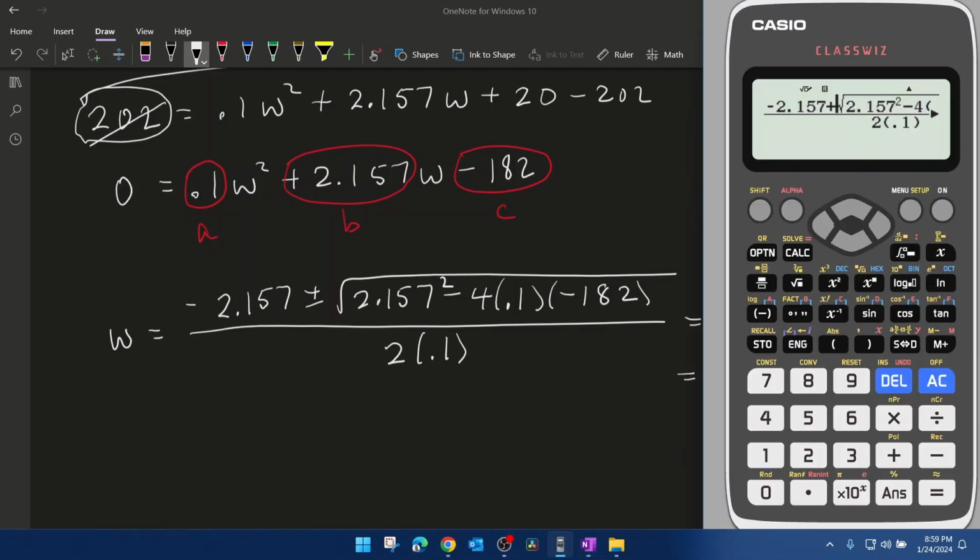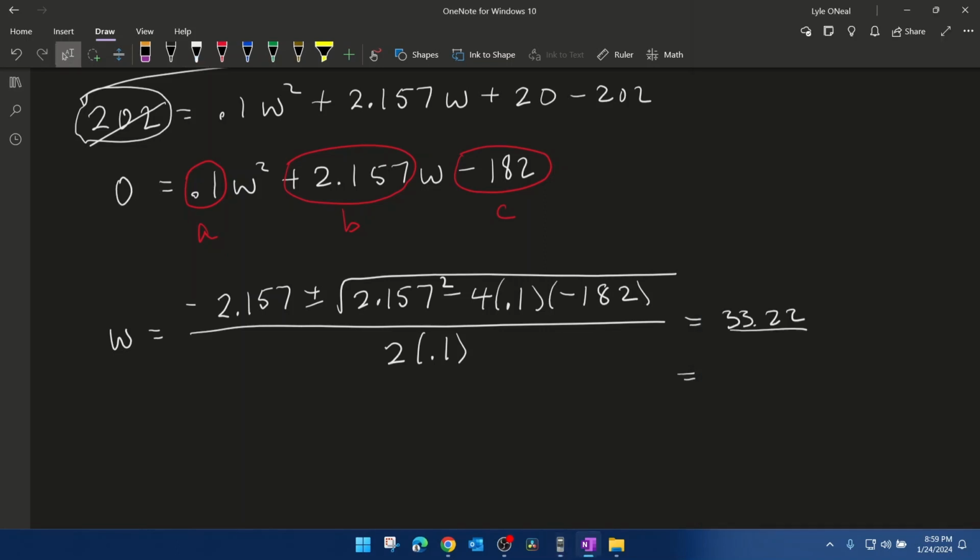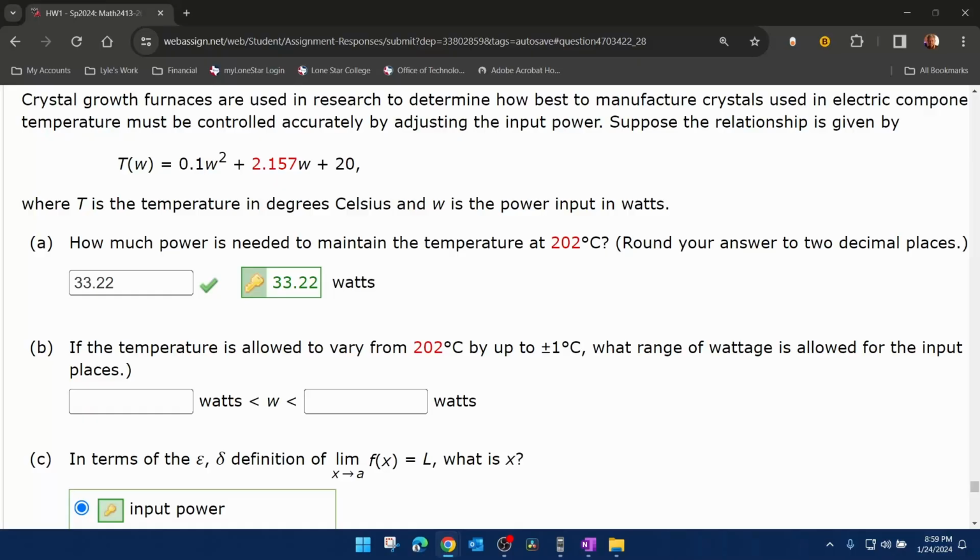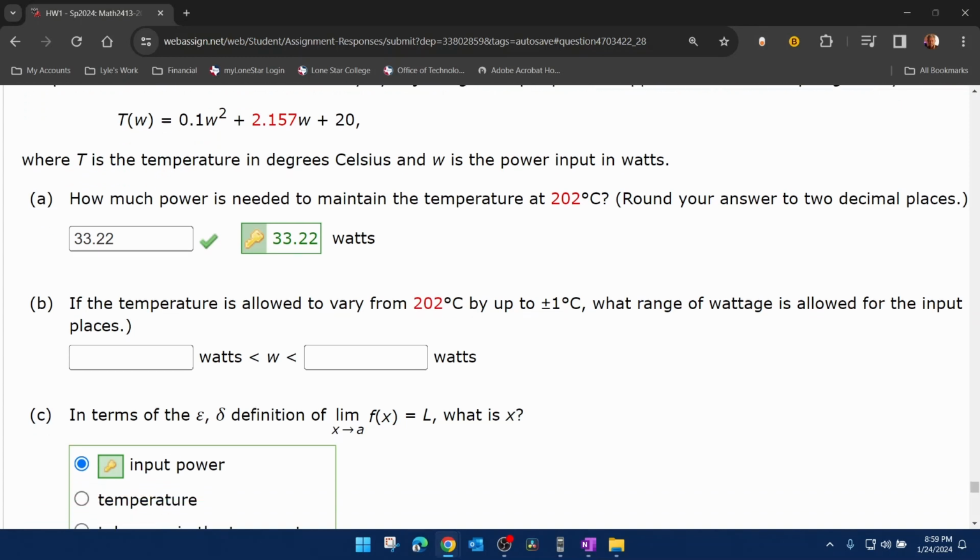On the Casio, we can delete the plus and do a minus without having to type the whole thing over again. Notice we get a negative answer this time, so that means the second solution is irrelevant. It's extraneous because you can't have negative power. And so that's how we ended up with the 33.22 watts.